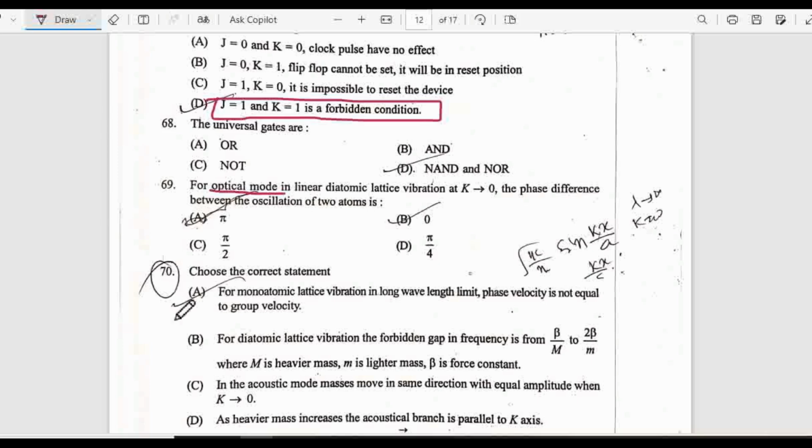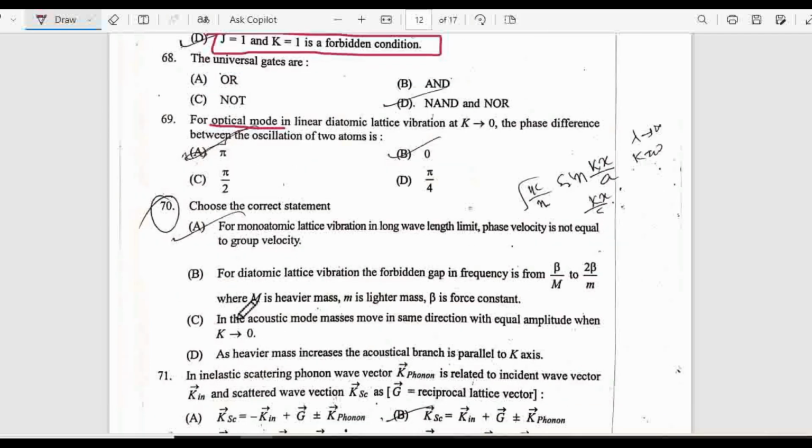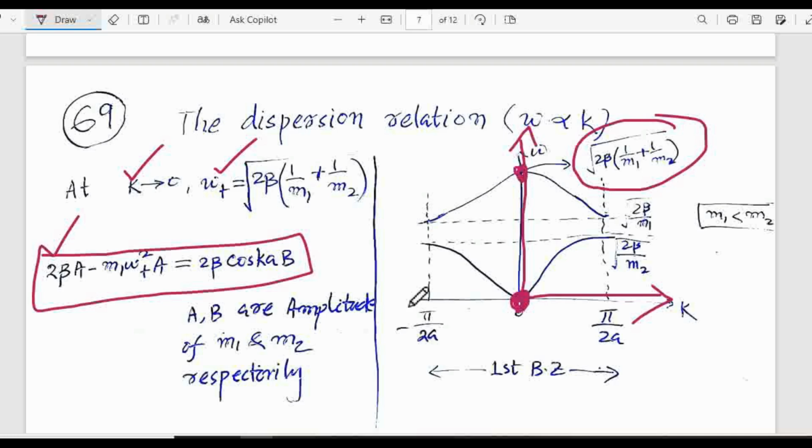Coming to question number 70, it says choose the correct statement. How can we choose the correct statement? We have to check each option one by one. Read option A: for monoatomic lattice vibration in long wavelength limit, phase velocity is not equal to group velocity. It is given monoatomic lattice vibration, and there is no mention of dimension, so let's take this as one dimensional.